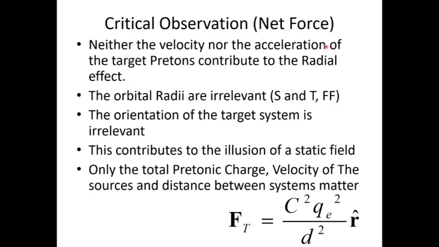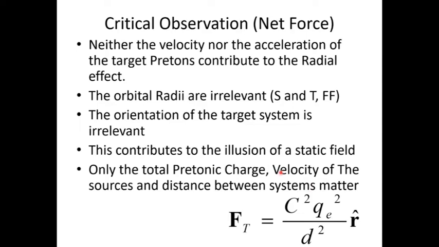Okay, so what did we learn from this? That neither the velocity nor the acceleration of the target pretons contribute to the radial, that should be the net force effect. And that the orbital radii of both systems are irrelevant, at least for the far field effects. And the orientation of the target system was irrelevant to the result. But in a second, we're going to look at the orientation of the source system, and this contributes to the illusion of a static field phenomenon. Okay, so only the total pretonic charge, velocity of the sources, and the distance between the systems matter, well, except for the orientation of the source.